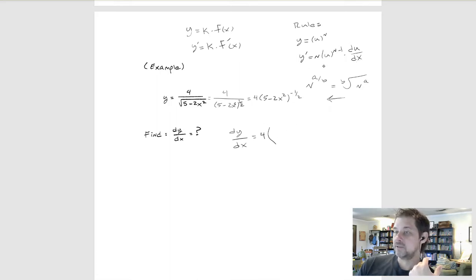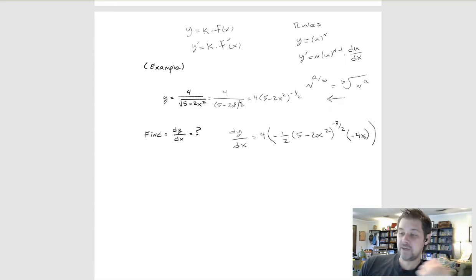Okay, what does the rule say to do? Bring this power down, so that's a negative 1/2. Then times u, so that's 5 minus 2x squared. Then take away 1, so negative 1/2 minus 1, that's negative 3/2. And then the last thing that goes here is the du over dx, or u prime, or in this case the derivative of 5 minus 2x squared. But that would be negative 4x.